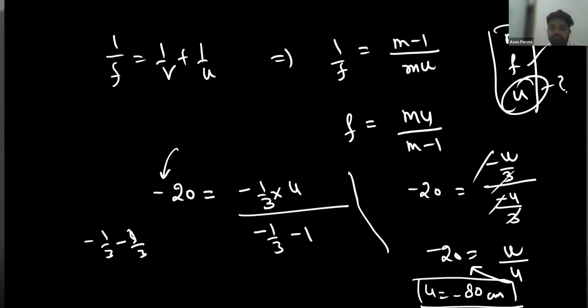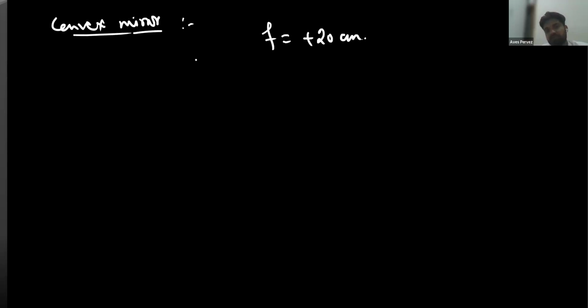Let's assume the next part. Consider that it is a convex mirror. For a convex mirror, what changes will you take? Focal length is positive. Focal length will be considered as plus 20 centimeter. And magnification, because a virtual image is formed, because a convex mirror always forms a virtual image, so that will be taken as plus 1/3.